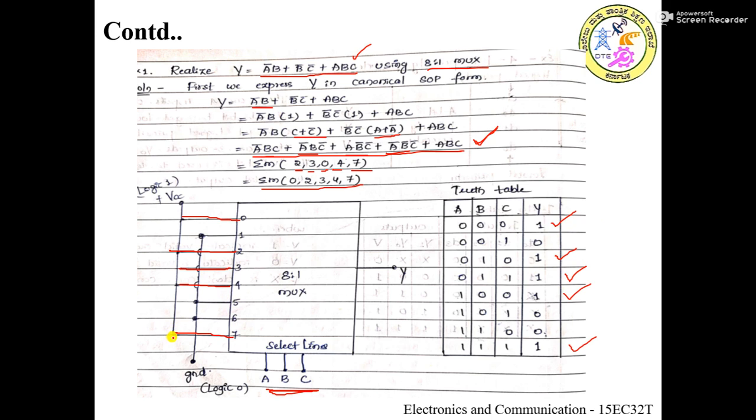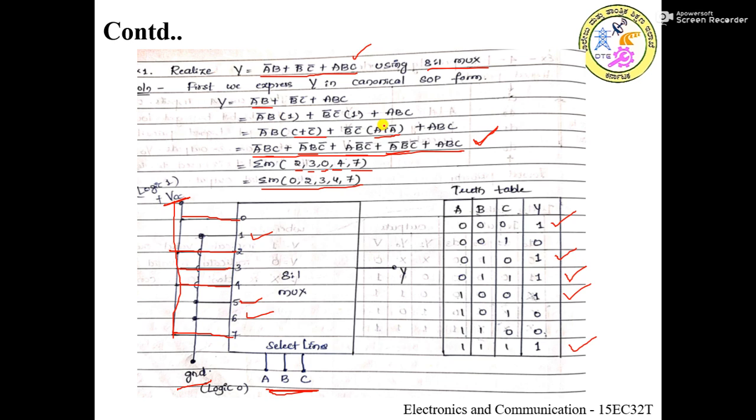So that's why all these inputs are connected to VCC. Clear? And the rest of the combinations, whichever are missing here, 1, 5 and 6, these three inputs are shorted together and they are connected to ground. So this is how a logic expression is implemented using a multiplexer. I hope it is clear.